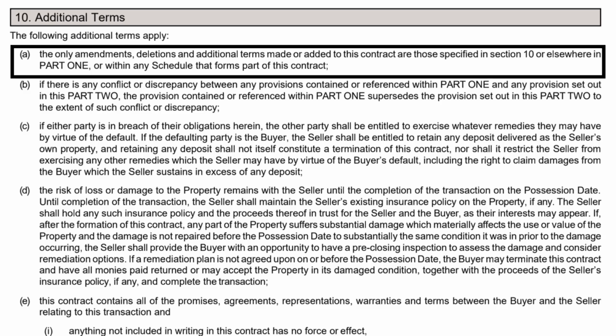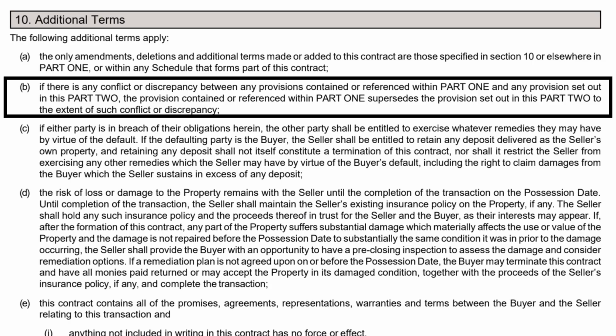So Part 2 explains how all these additional terms work together from a legal standpoint. We're going to go through the key clauses together. So, written terms only. The only changes to the contract are the ones written in Part 1 or included in an attached schedule. Verbal promises, text messages, or "we've talked about it," none of those are going to hold any weight. If it's not in writing, it does not exist.